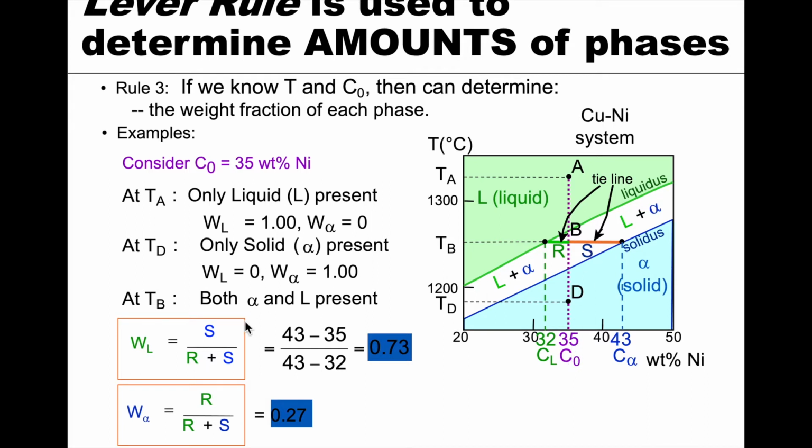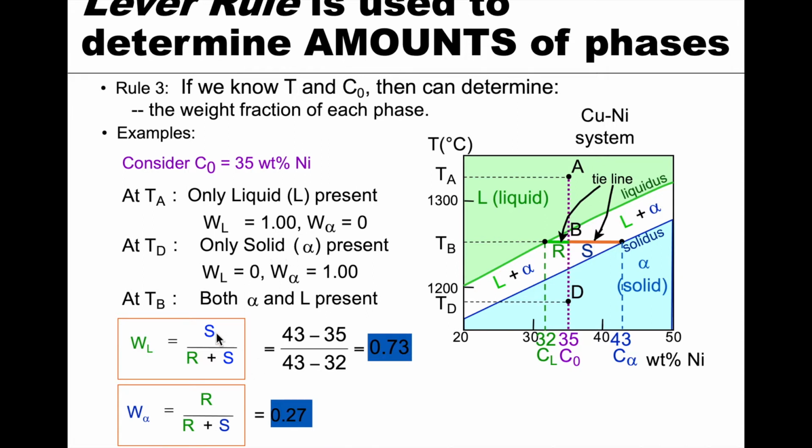And so what we do for the weight fraction of liquid is we're going to use this region of the tie line, S. So we're going to take the length of S divided by the total length R plus S. So S over R plus S. And then for alpha, we're going to take R, this length, the green line, over the total length R plus S. And so you may be asking yourself, why do we use these particular lines?